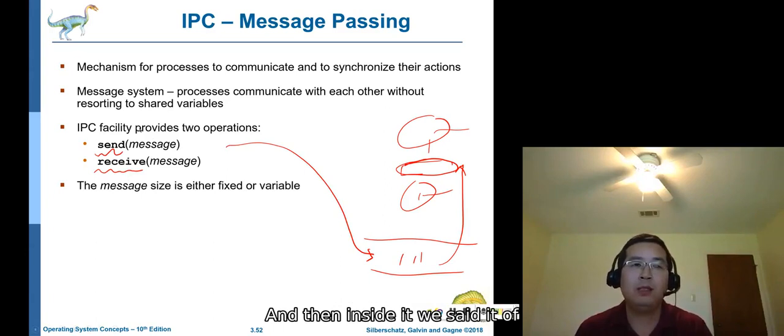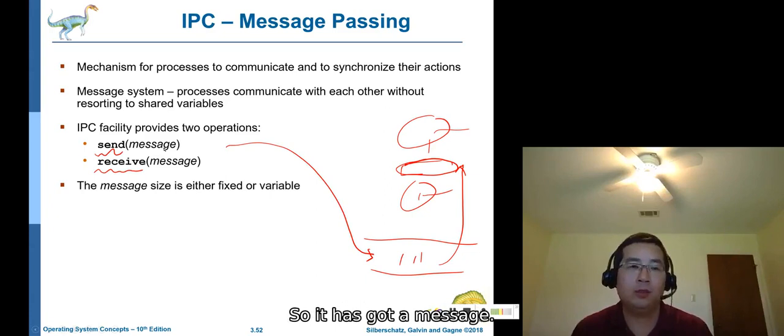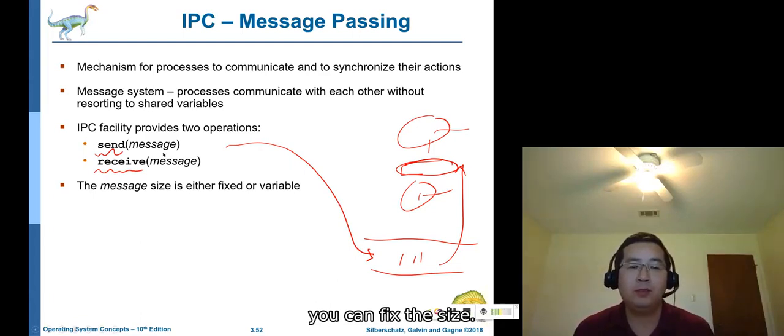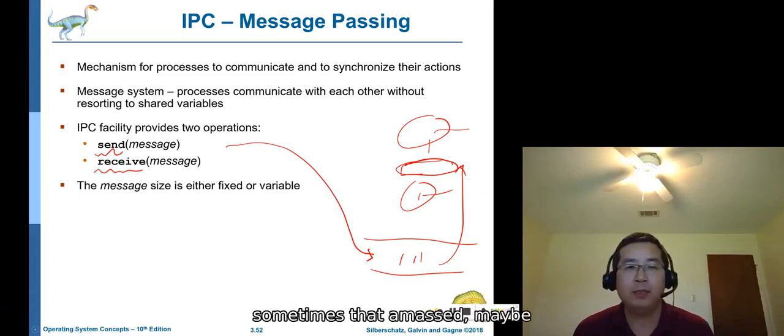Of course, this is an abstract definition, so it just carries a message. For the message, we have two different configurations: you can fix the size, or you can have a variable size. If we fix the size, it's not flexible, because sometimes it's a waste and sometimes it's not a must.